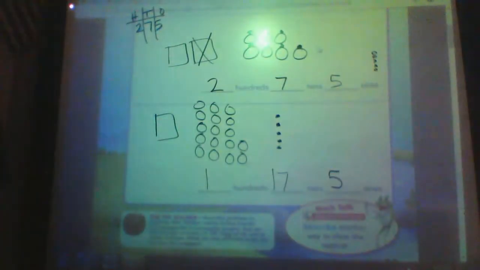Wait, how many do I add if I break 1 ten? How many will I add to the 1s? 10 1s. I think that's 1,000. Yeah, if you put that together, it'll look like 1,175. All right, make sure you have this written down. I'll give you a few more seconds, and then we're going to move on.